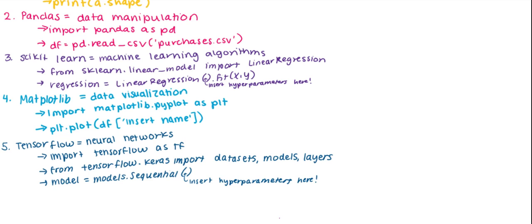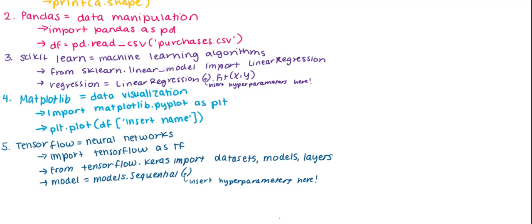So lastly, but certainly not least, is TensorFlow. And TensorFlow is a really important library. It was created by Google engineers to make neural networks a lot more accessible to people who maybe don't have a coding background. So TensorFlow is basically where you're going to be getting your neural networks from. And you can import TensorFlow as tf.